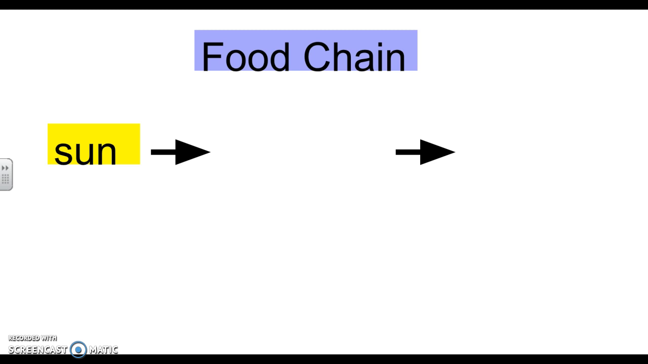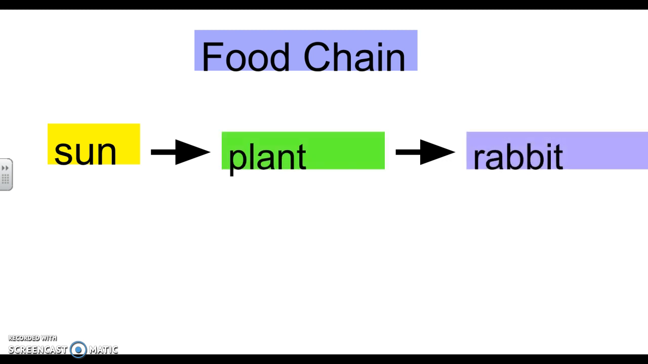All right, so look at your food chain that you have with the sun, the plant, and the rabbit. See if y'all can draw your arrows in the correct direction. Which way do your arrows go? And then check your answer. So you should have the arrow pointing towards the plant, and then the arrow pointing towards the rabbit.